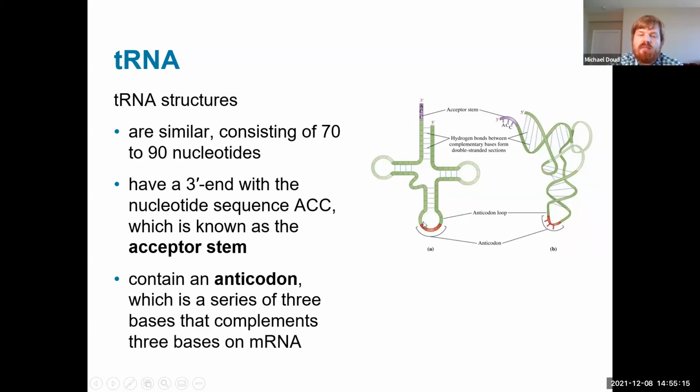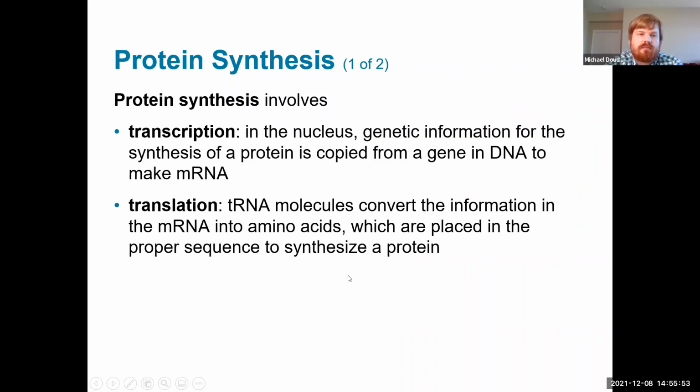The other part is at the very bottom of the middle clover here, I guess you could say, where we have what's called an anticodon. And this is three bases. So again, that's A, G, U, and C. What these do is they act as complementary bases to three bases on messenger RNA. So basically, three bases on mRNA are going to code for a particular anticodon, and that particular anticodon will carry with it a particular amino acid. And that's what's going to give us the primary structure of our peptides and our proteins.